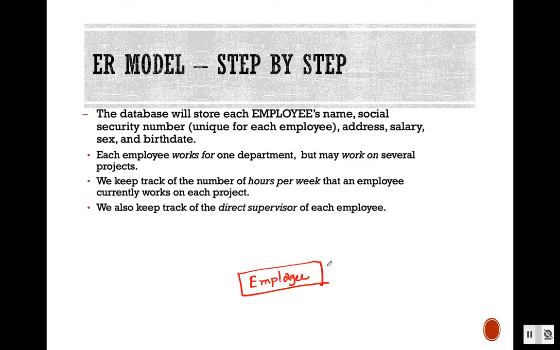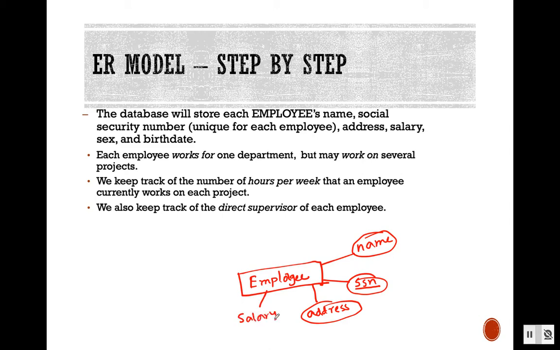Employee. So each employee will have name, SSN. SSN is unique for each employee, so it will be a key attribute. Address, salary, sex, birth date.